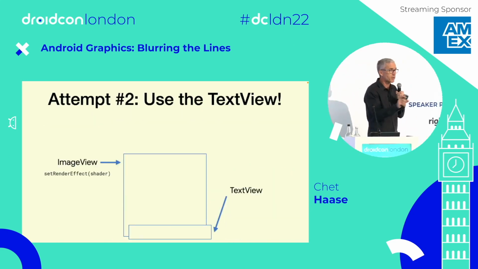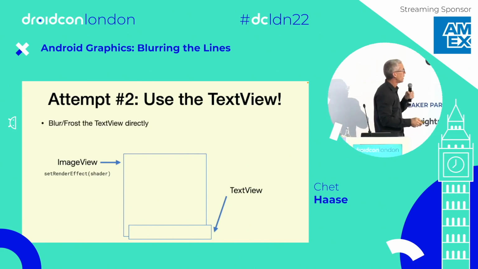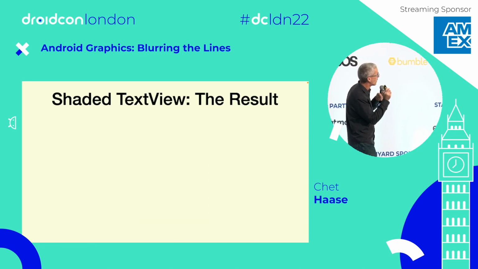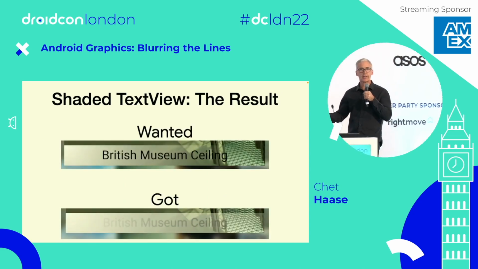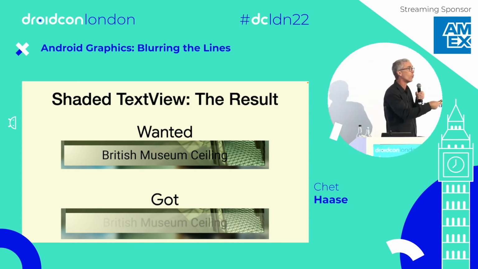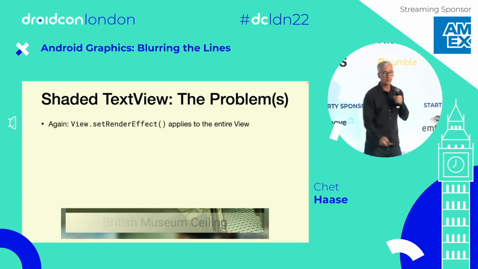So what if we use the text view instead? What if I actually just shaded the text view, because that's where I want the effect? But that doesn't work. This is what you get there, because it's going to blur the text itself. Also, it doesn't have the background pixels. Text view is transparent. We're blurring the contents in the view, not what is behind the current view. So that doesn't work. See how fast I'm going?